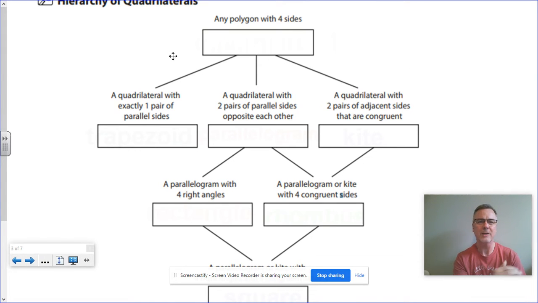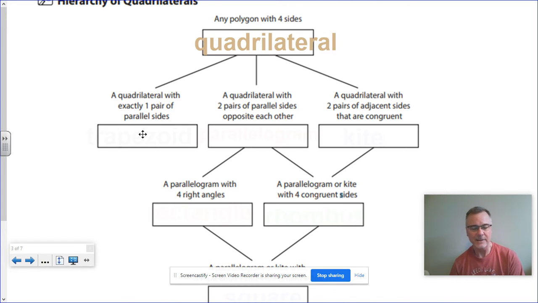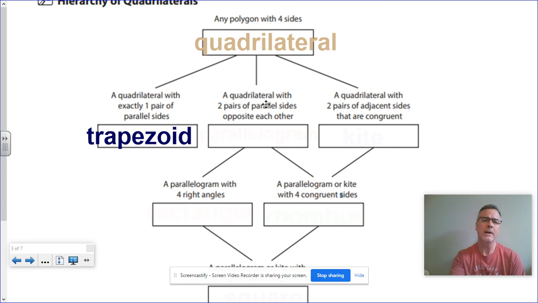With our hierarchy, any polygon with four sides, as I said in the beginning, is a quadrilateral. It can also be called a quadrangle. A quadrilateral with one pair of parallel sides starts with a T, ends in epizoid: trapezoid. A quadrilateral with two pairs of parallel sides opposite each other is a parallelogram, like a square and a rectangle, and sometimes a rhombus. A quadrilateral with two pairs of adjacent sides that are congruent, remembering congruent from number corner, meaning same size, same shape, is a kite.